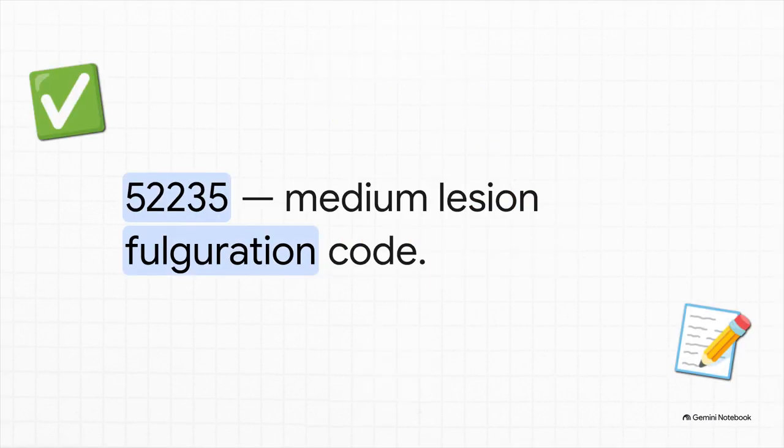Well, since the lesion is exactly 1.2 centimeters, it lands squarely in that medium tier. That means CPT 52235 is our winner. And remember, if you tried to code a 52000 for the cystoscopy on top of this, you'd be breaking that golden compliance rule we just talked about.